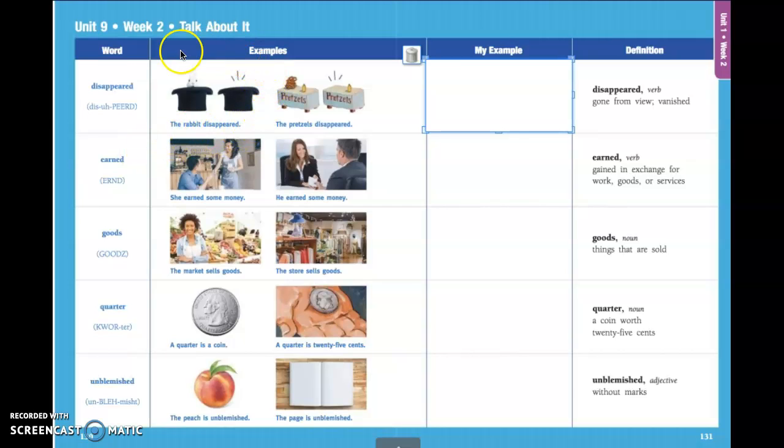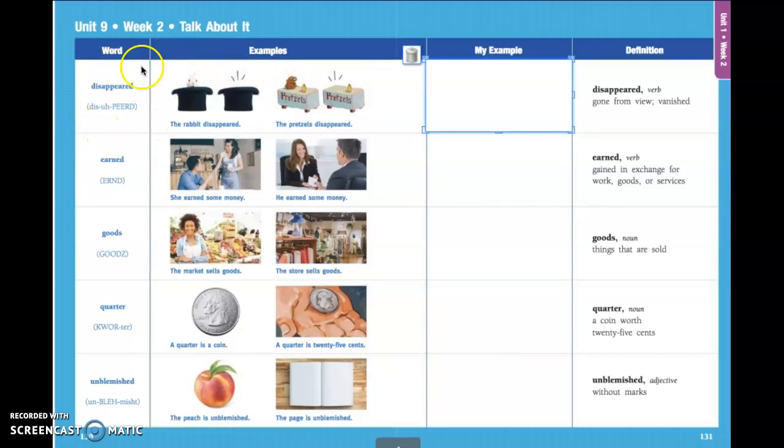If we look at this first picture right here, we see the rabbit here, and then it's gone. And so the sentence says, the rabbit disappeared. So the rabbit is now gone. We see the rabbit and now we don't. The next sentence says, the pretzels disappeared. Again, look, we see pretzels right here, and then we don't see any pretzels over here. So disappeared, meaning something is gone, and we can't see it, or it vanishes.